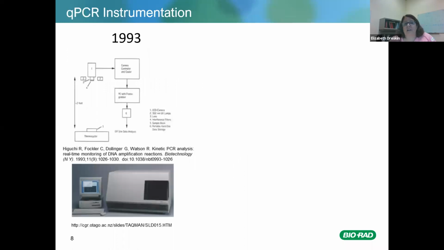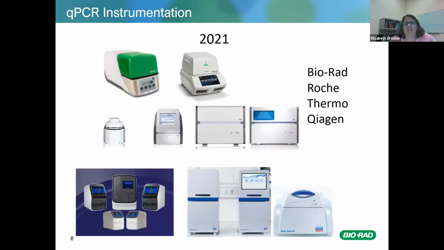The first real-time PCR experiment was reported in 1993, and this is what it looks like. If you were to walk into a lab today, you'll see equipment from Bio-Rad, Roche, Thermo, and QIAGEN, others too, but obviously they look a lot more modern.